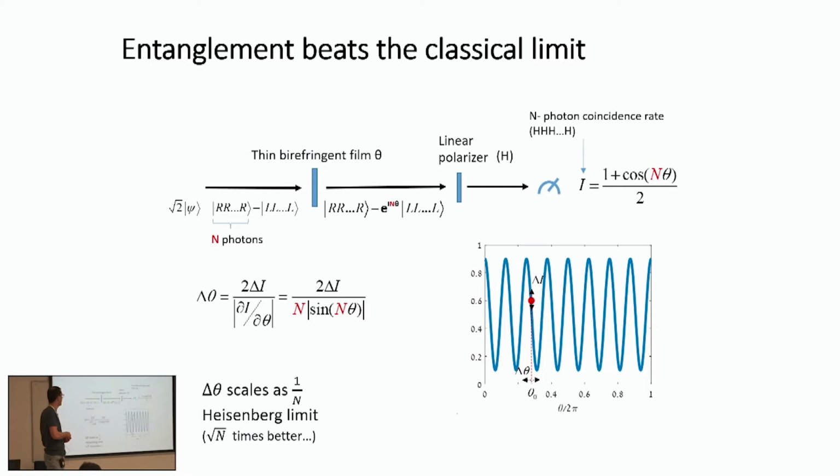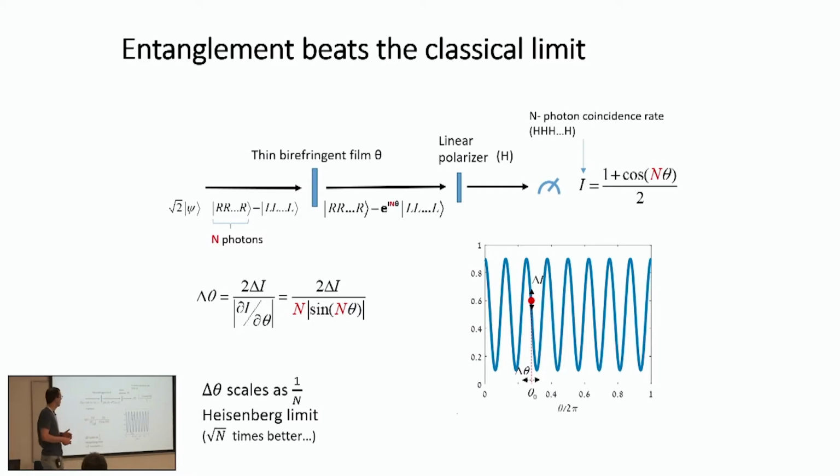If we draw this function as a function of theta from 0 to 1, we will see more oscillations, and essentially the slope becomes steeper. And this translates to a better precision in theta. So from the derivative here, when we differentiate cosine n theta, we obtain a factor of n, and we end up with a precision which scales as 1 over n. So it's a square root of n times better than the classical case.